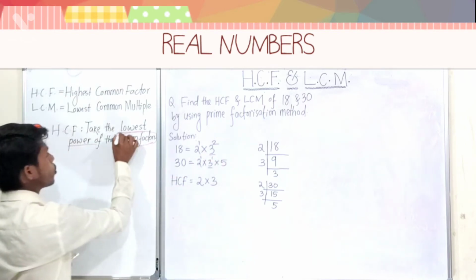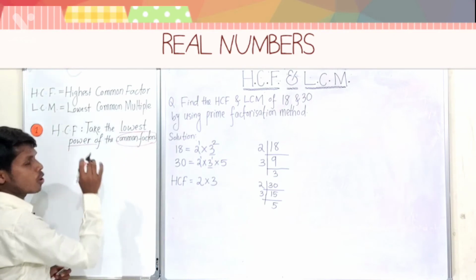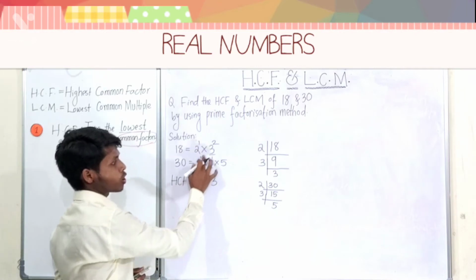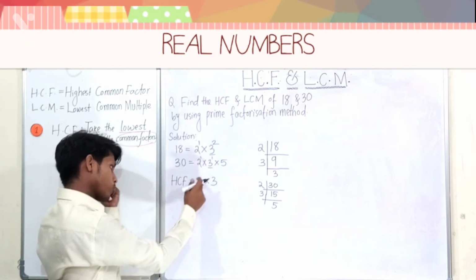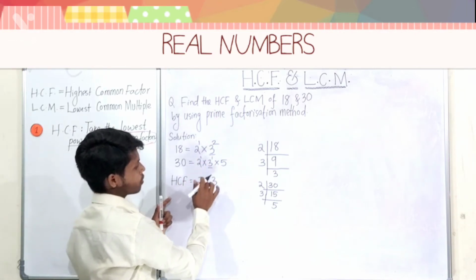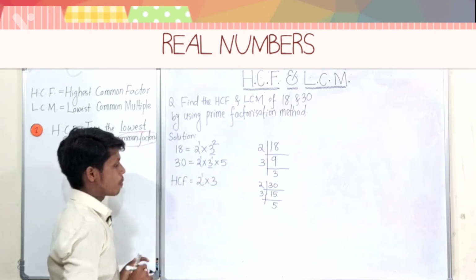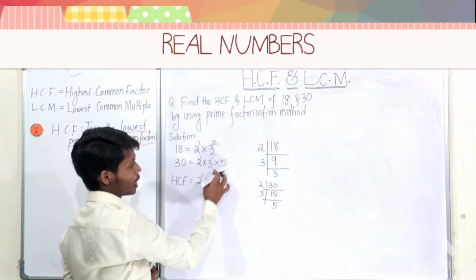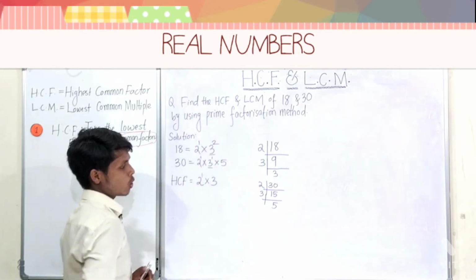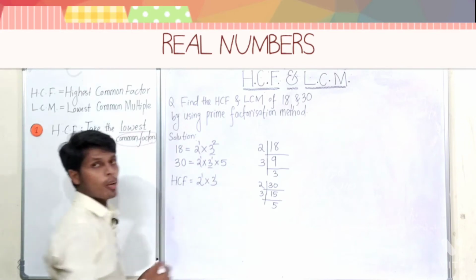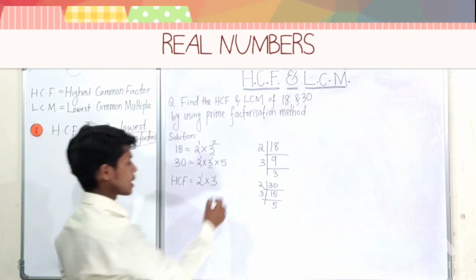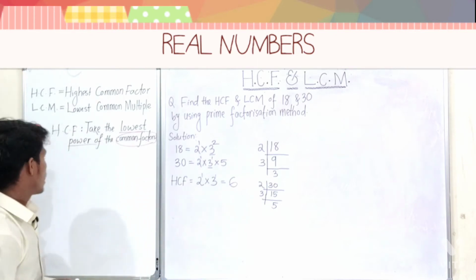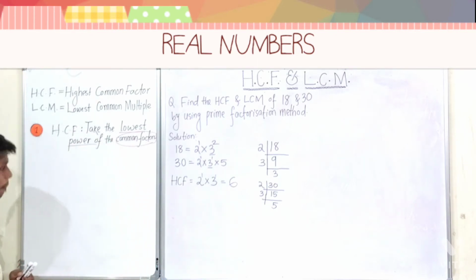Next, we need to take the lowest power. Here the exponent of 2 is 1 and here the exponent of 2 is 1, so both are the same, and we just take 2 to the first power. Then we have 3 to the first power and 3 to the second power. Here 1 is smaller than 2, so you have to take 3 to the first power. And the answer is 2 into 3, which is equal to 6. Next, let's see about LCM.